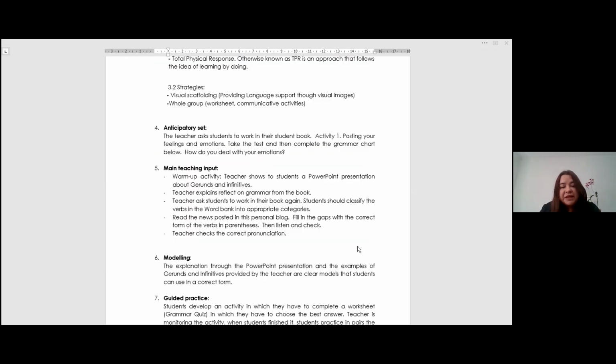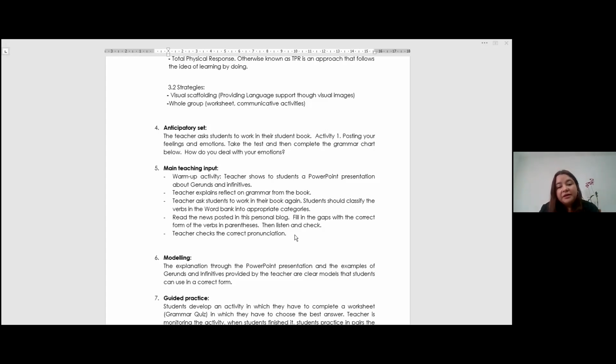Okay, the teacher explains reflect on grammar from the book. In this book, there is a space called reflect on grammar. Okay, the teacher explains too. The teacher asks students to work in their book again. Students should classify the verbs in the word bank into appropriate categories. Okay, read the news posted in the personal blog, fill in the gaps with the correct form of the verbs in parentheses. Then listen and check. The teacher checks the correct pronunciation.